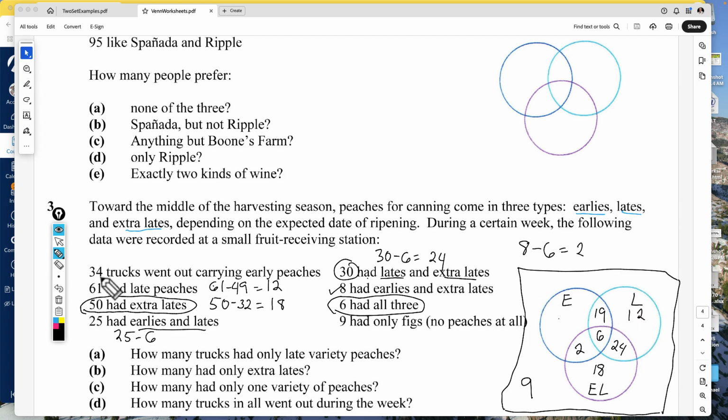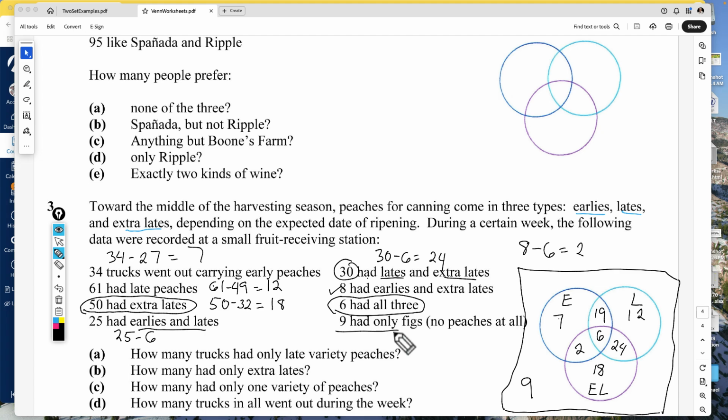And then finally, we had 34 trucks that went out carrying early peaches. So 34 of those. And how many have we already counted? We've got 19 plus 8 is 27. So that gives us 7 out here. And we've taken care of 9 had only figs.